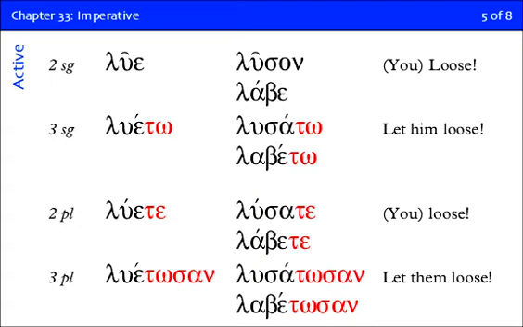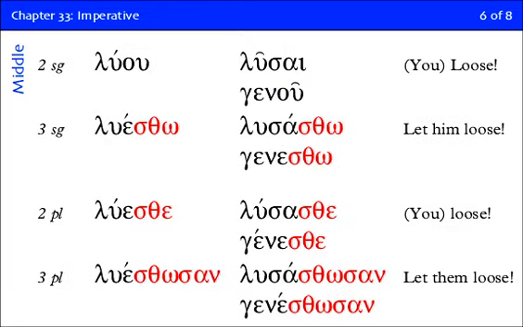Oh, there's no such word. Must be an aorist. See why you have to know your stems? Have to know your stems. Lusato, lusate, lusatosen, second aorist, labeto, labete, labetosen. So there's your active imperatives. It's only the second person singular that's an issue.